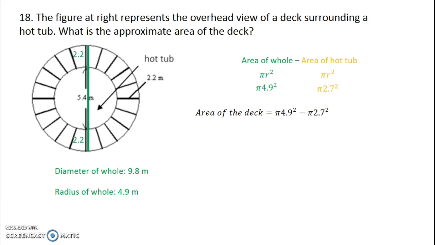So to find the area for our deck, we're going to take the area of the whole thing minus the area of the hot tub. I'm going to type that entire line in my calculator. Pi times 4.9 squared minus pi times 2.7 squared. I don't need an in terms of pi answer, so I'm just going to get an approximate answer. This time I did to the nearest hundredth, 52.53 meters squared. So make sure you're watching the directions. If it says approximate, you don't need to worry about in terms of pi. Sometimes it'll only ask in terms of pi, and if it doesn't state, you need to practice doing both.